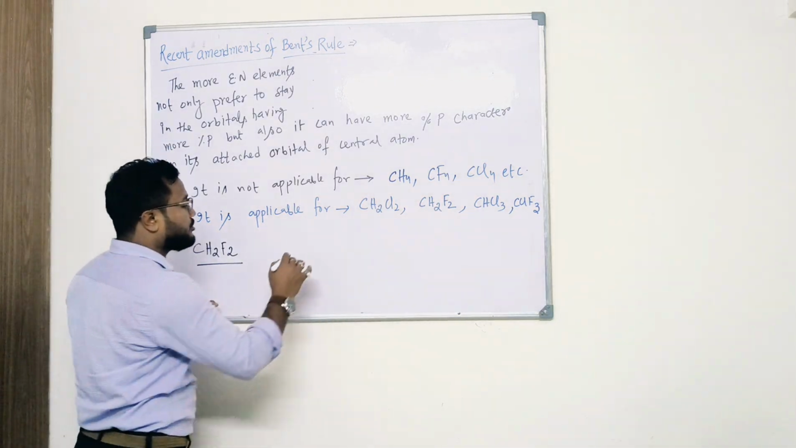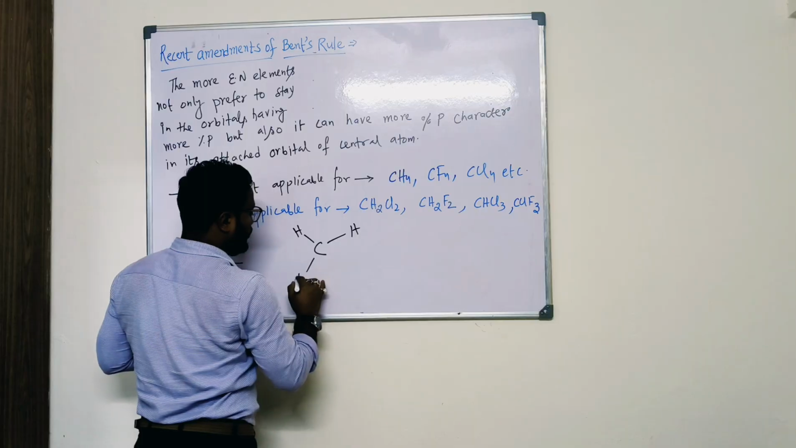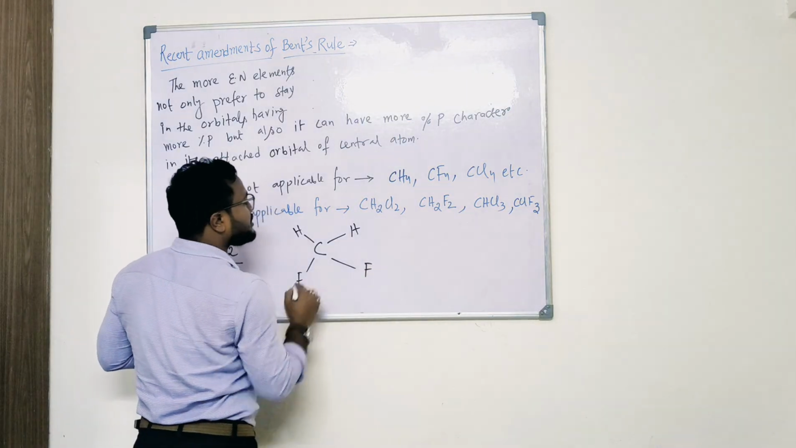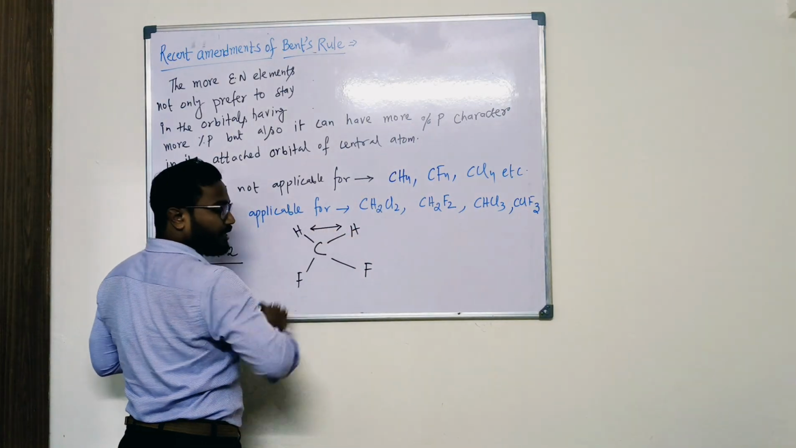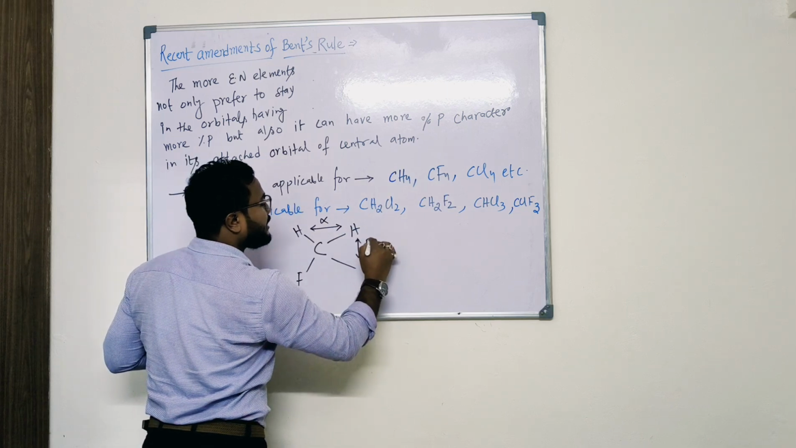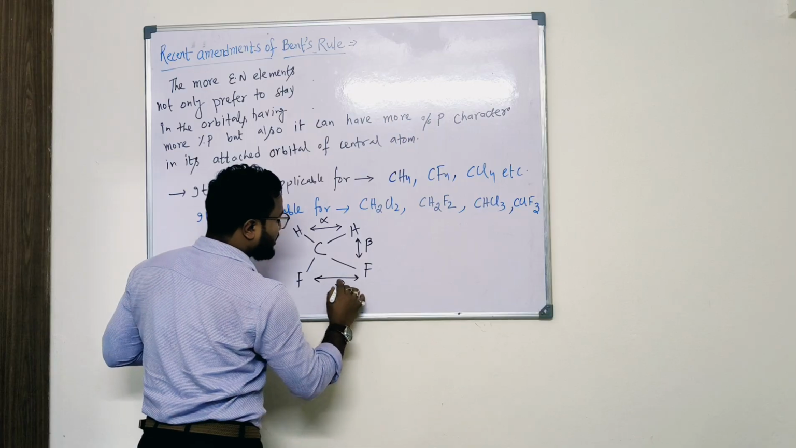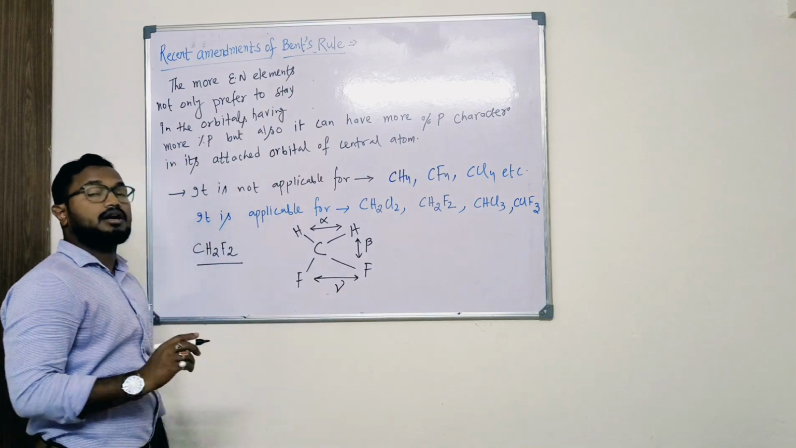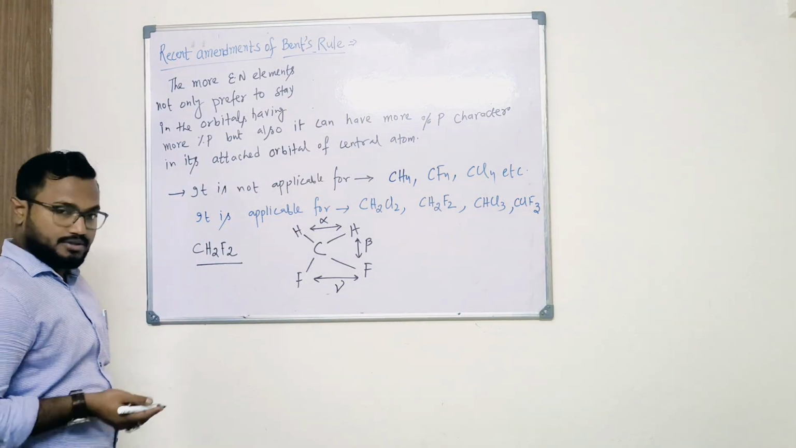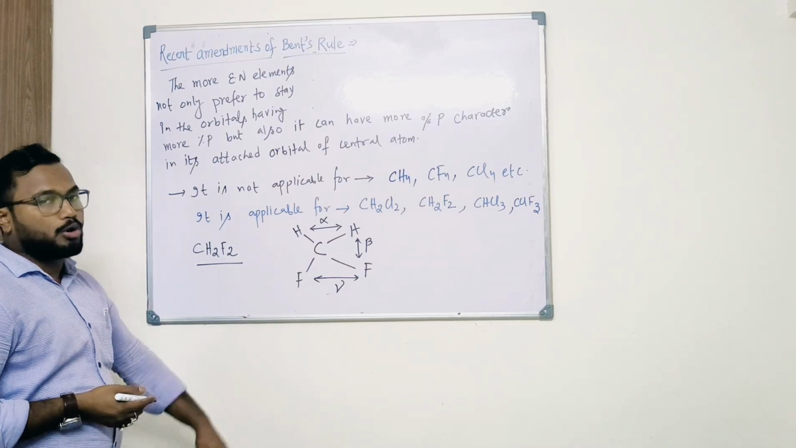I am taking the example of CH2F2. How can it be arranged? It can be arranged like this: CH2F2. Let us consider this length as alpha, this length as beta, and this F-F length as gamma. It is asked, compare alpha, beta, gamma if they are respective bond lengths.